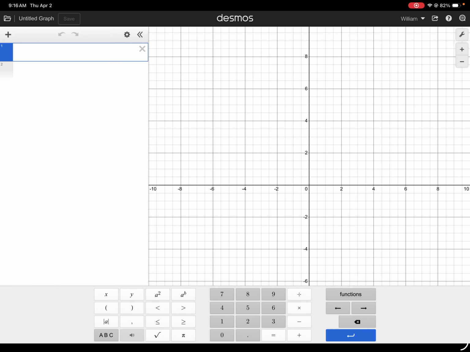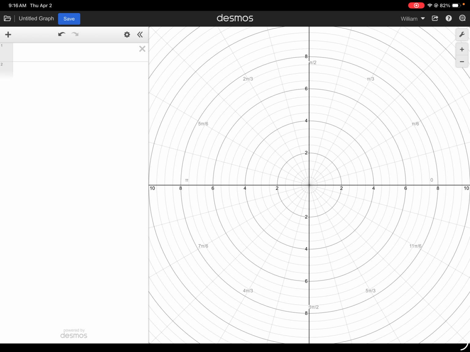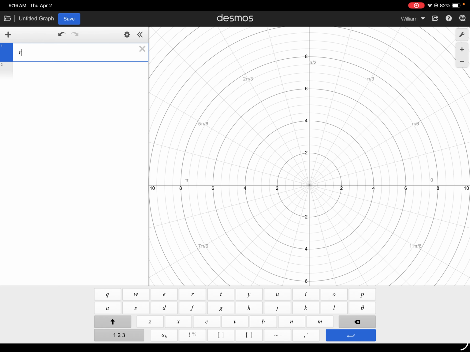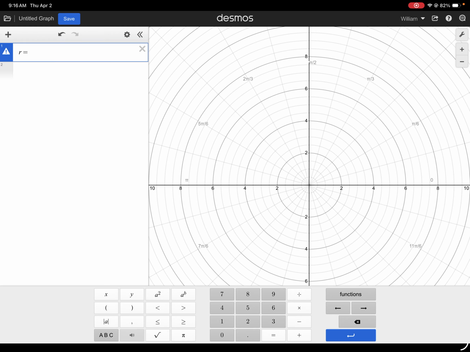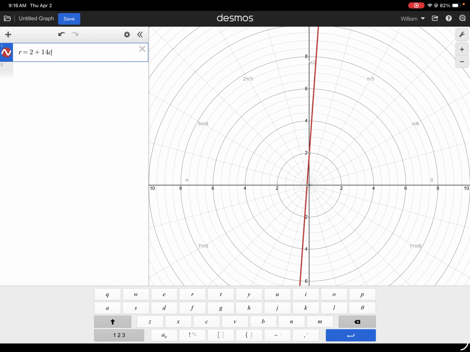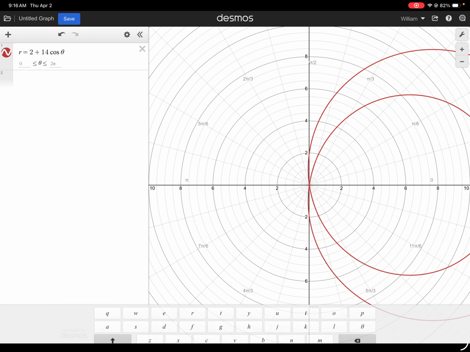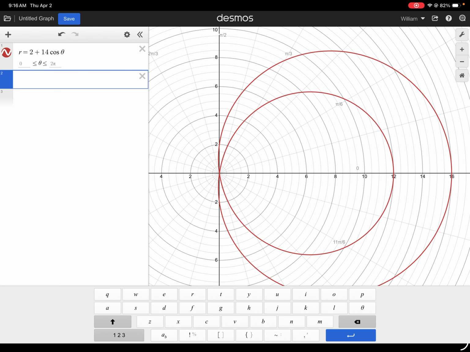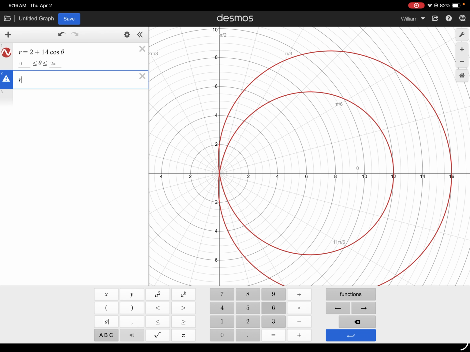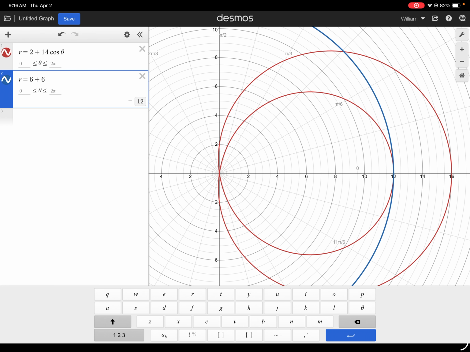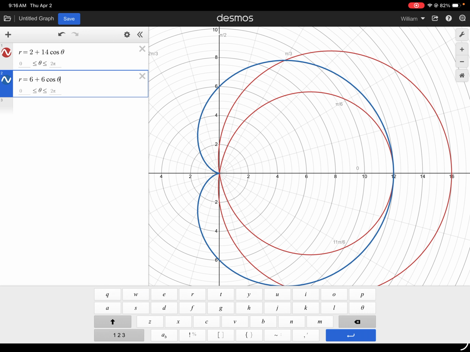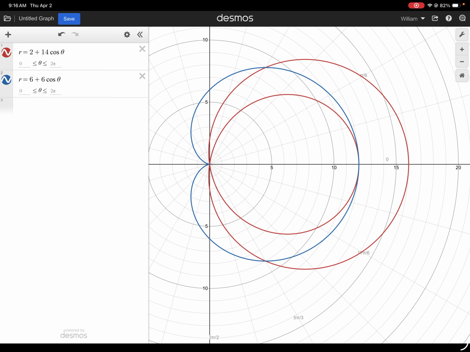So if I go over here to Desmos, I'm going to go in the top right corner, click on that wrench, go to a polar graph. Then over here, I'm going to type in my equation. So I'm going to have r is equal to 2 plus 14 cosine theta. So that's going to give me my Limaçon with the inner loop. And then I'm also going to type in the equation r is equal to 6 plus 6 cosine theta. So I can see the polar graphs, but now I also want to show you the rectangular graph, because we're going to see that we are going to intersect at 2 places.